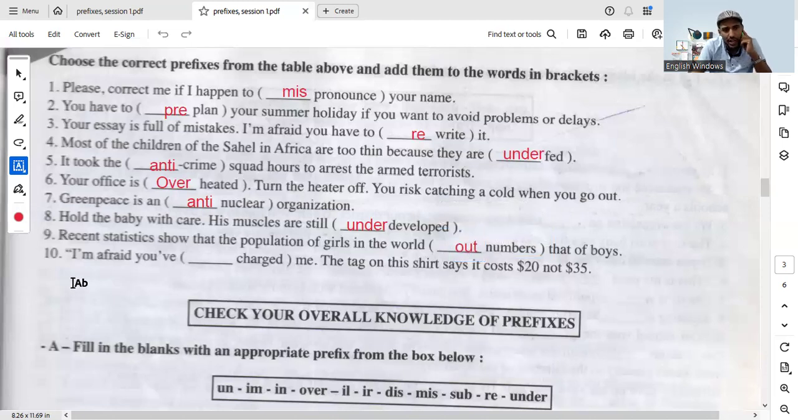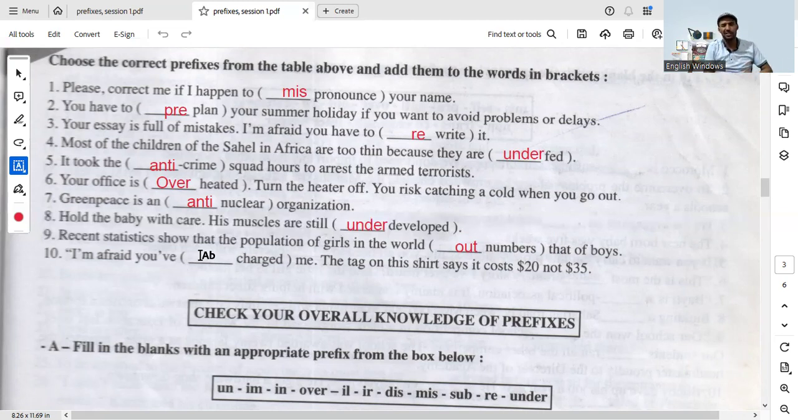Number 10 is the last one. I am afraid you got here charged me. The tag on the shirts says it costs $20, not 35. Pre. Why pre? No. I mean, you went to the supermarket to buy t-shirts, right? And then they charged you more.